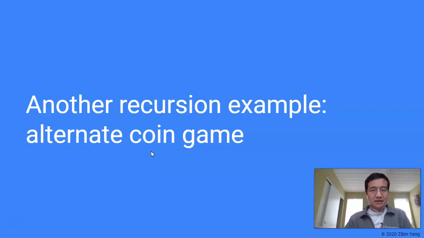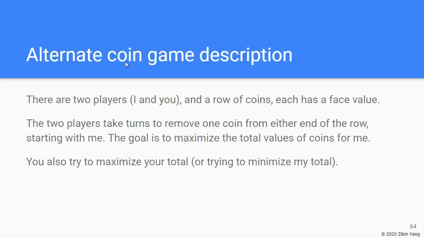Hi, in this video, we're going to talk about another recursion example, the alternate coin game. So first, let me describe the game. It is a two-player game. I'm going to call the two players I and you, or me and you. And we're going to have a row of coins. Each of these coins is going to have a number associated with it, the value of the coin.